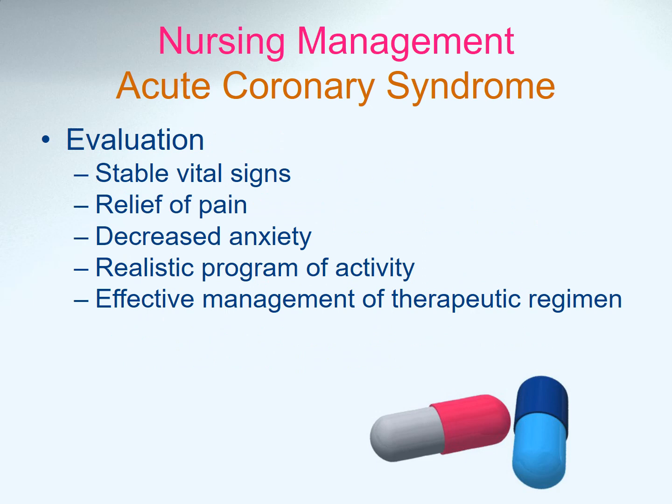The overall expected outcomes are that the patient with acute coronary syndrome can maintain stable signs of effective cardiac output, report relief of pain, report decreased anxiety and increased sense of self-control, achieve a realistic program of activity that balances physical activity with energy-conserving activities, and describe the disease process, measures to reduce risk factors, and rehabilitation activities necessary to manage the therapeutic regimen.